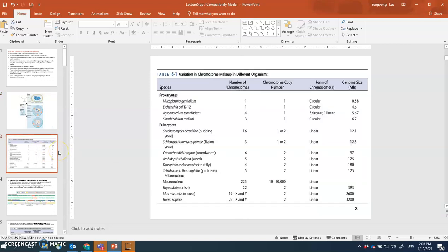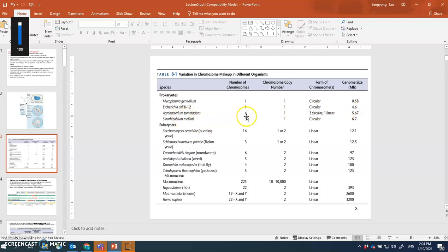Then if you look at various chromosomes found in different living systems, from prokaryotic cells to eukaryotic cells, all the way up to human. Prokaryotic cells, like I said, have a small number of chromosomes. Mycoplasma has one chromosome, haploid, one copy, and circular DNA. Genome size is only about 0.58 megabase pair. And E. coli, the same: one chromosome, circular, one copy of all genes, 4.6 megabase pair.